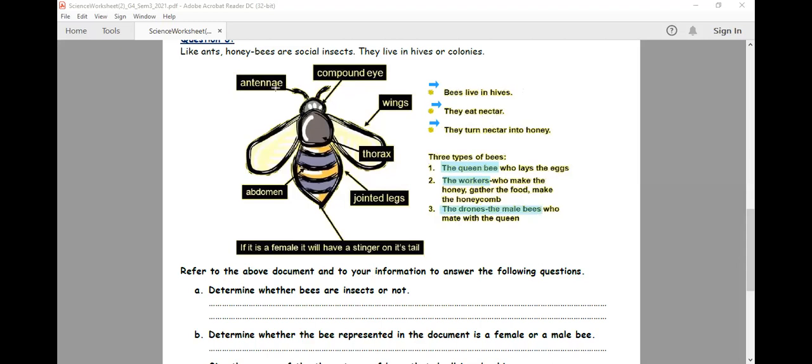Okay, as you can see right here, this bee has two antennae on its head. It has compound eyes, wings, a thorax and abdomen. It has six legs connected to the thorax, and if it is a female, it will have a stinger on its tail. Okay? Does this bee have a stinger? Does it have a pointed thing? Does it have one like this one?